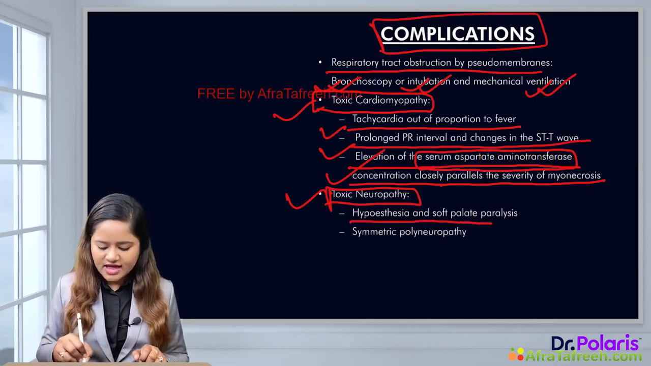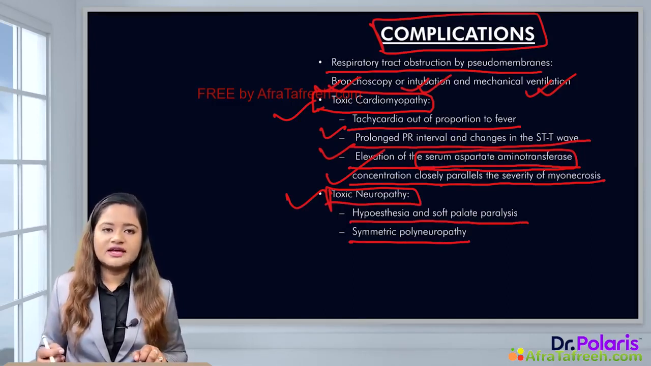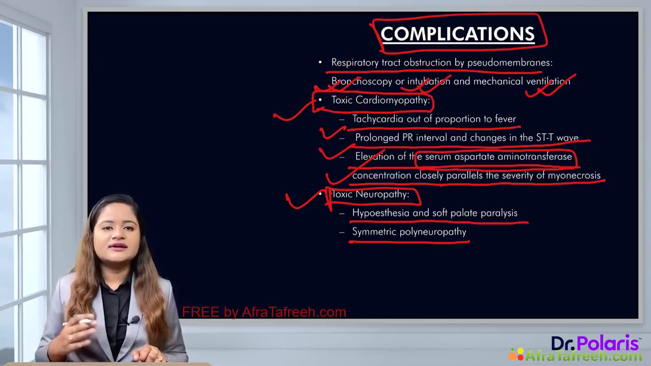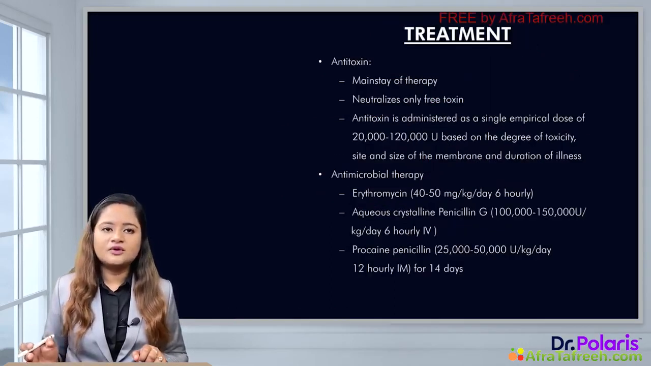So hypoesthesia and soft palate paralysis can happen. Symmetric polyneuropathies can be involved, and it can result in paralysis of the limbs as well. So that is a late complication that develops a few weeks after the development of diphtheria.